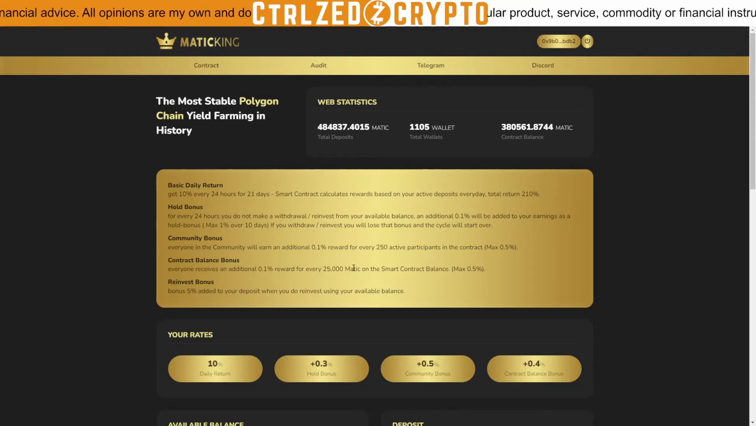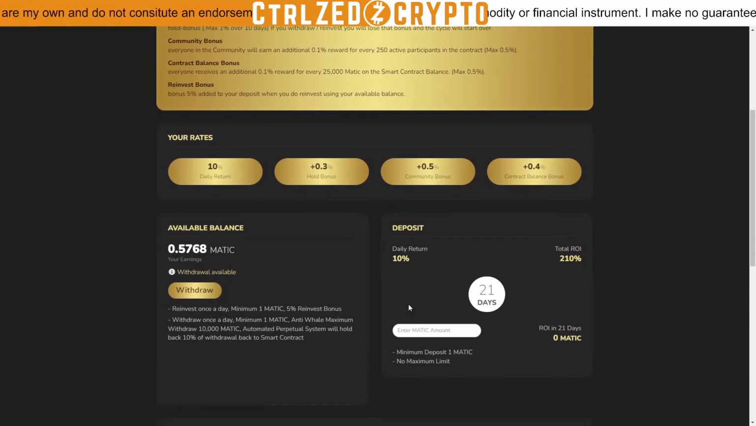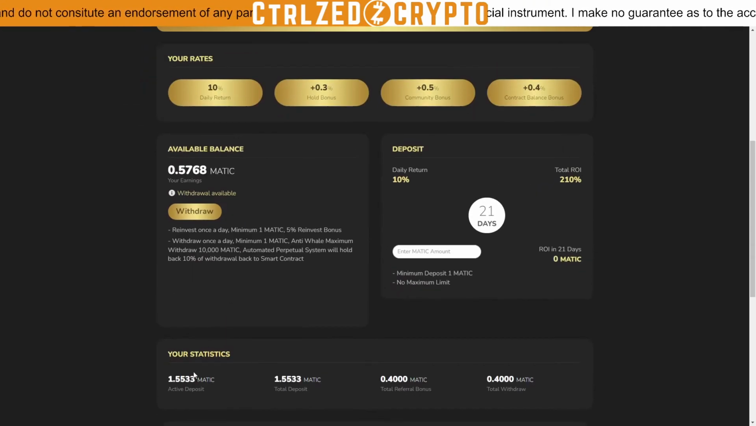I put in 20 Matic, and that investment dropped down to, I don't know if you can see it, 1.5 Matic. The issue on Matic King was that all the investments were dropping down. This was not reflecting people's current actual balance, and it turns out that's what it is on the chain. That's not just a website issue. So they can't fix it, in my opinion.